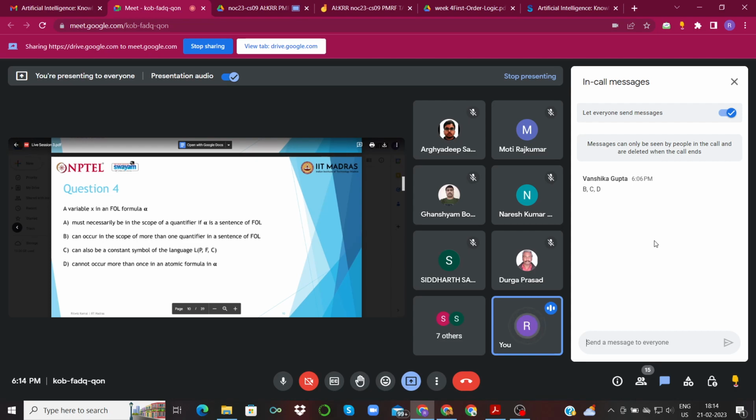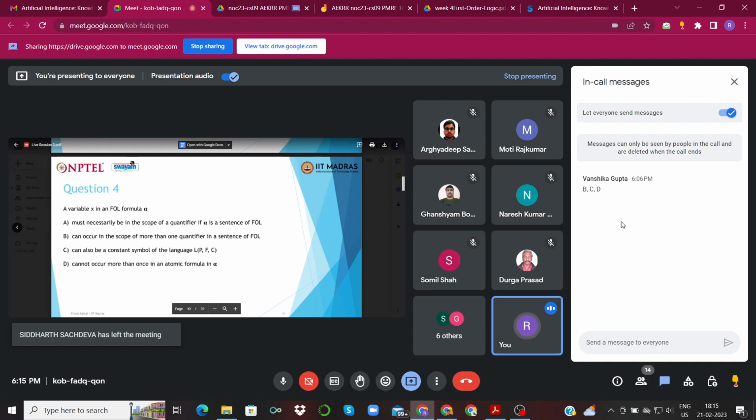The first option says that it must necessarily be in the scope of a quantifier if alpha is a sentence of first order logic, which is true. Because by definition, a sentence in first order logic has to have all the variables bound, that is, in the scope of a quantifier. So if alpha is a sentence, then option A must be correct. And option B is also correct because a variable x can also occur in the scope of more than one quantifier in a sentence of first order logic.